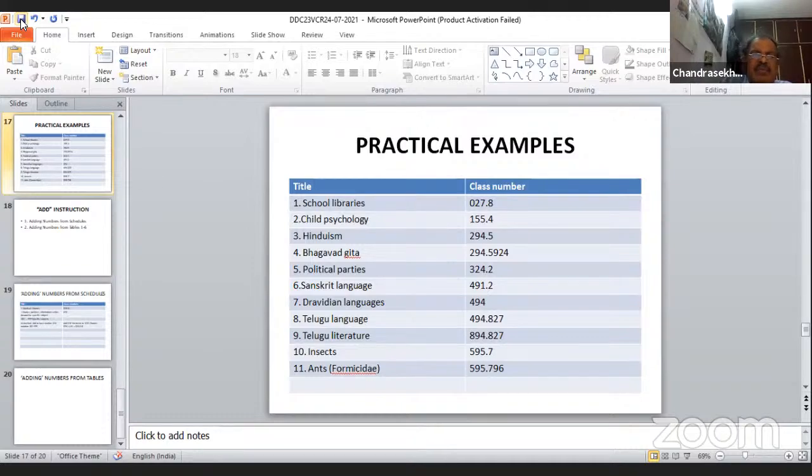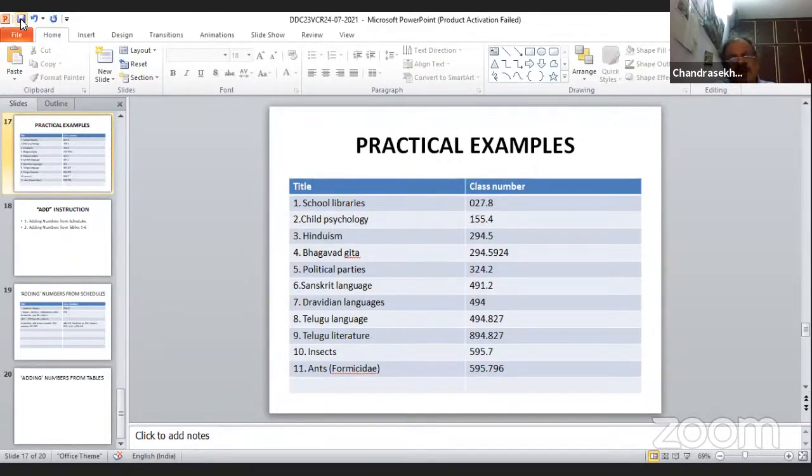150 is psychology. 154 is differential psychology, something like that. In that, there is child psychology or women's psychology, adult psychology, men's psychology. 155.4 indicates child psychology. You have to see the schedules.